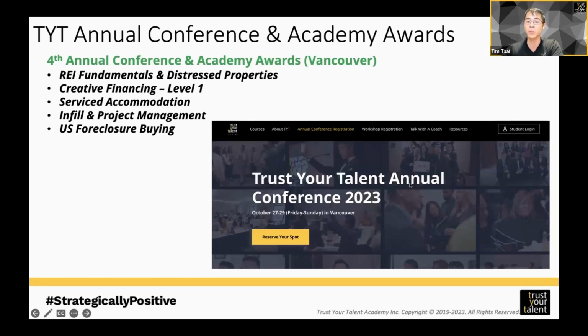Because again, we always say make money in the buy. The buying process actually is truly what separates the educated versus the amateur. And so real estate investing fundamentals is that course.